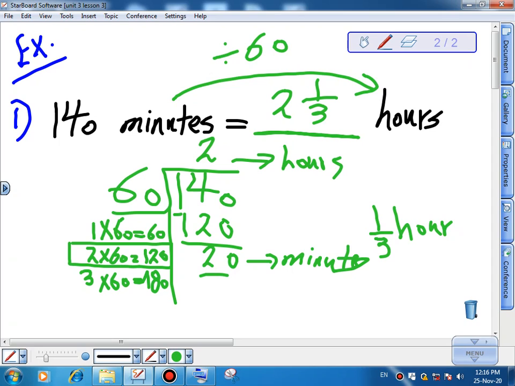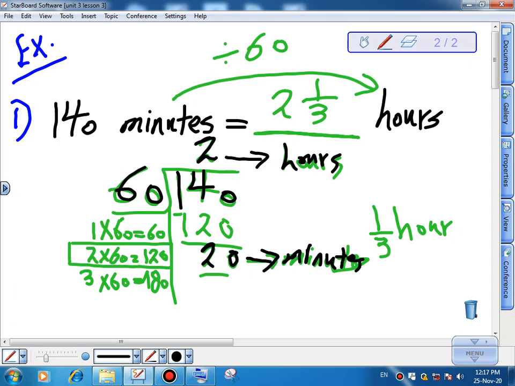140 minutes equal to 2 1/3 hours. How is that? We divide 140 by 60 and we get the quotient equal to 2 and the remainder equal to 20. The quotient will be the greatest units. The greatest units here are hours, not minutes. And the smallest units, which is the remainder, is the minutes. So we get 2 hours and 20 minutes.